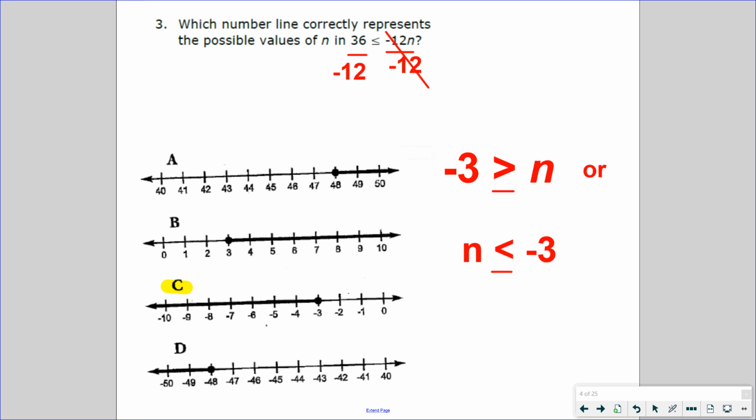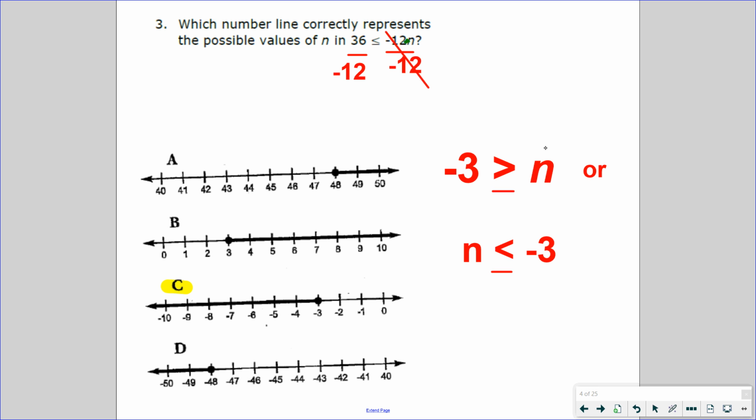Number 3, which number line correctly represents the possible value of n? So we have to solve this. So we divide by negative 12. Divide by negative 12. Remember, there's a multiplication dot right here. Divide by negative 12. Cancel. 36 divided by negative 12 is negative 3.